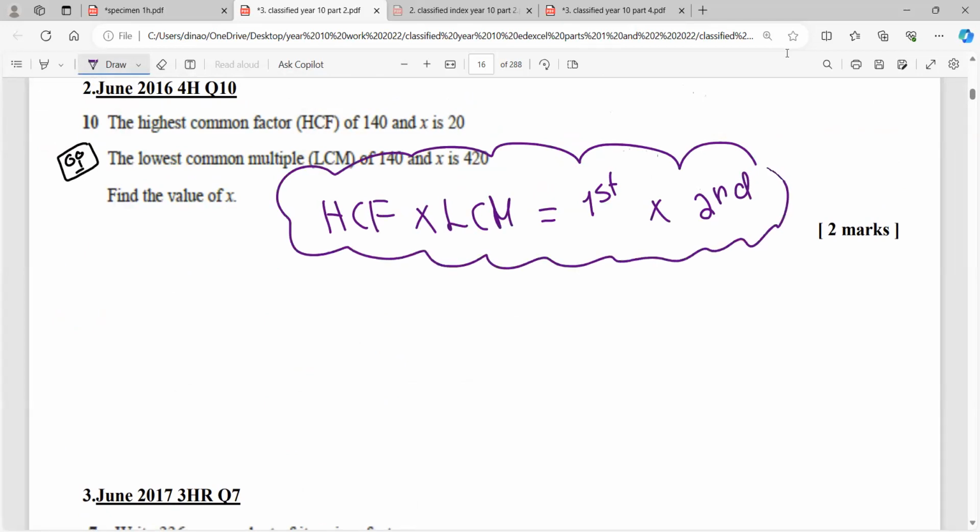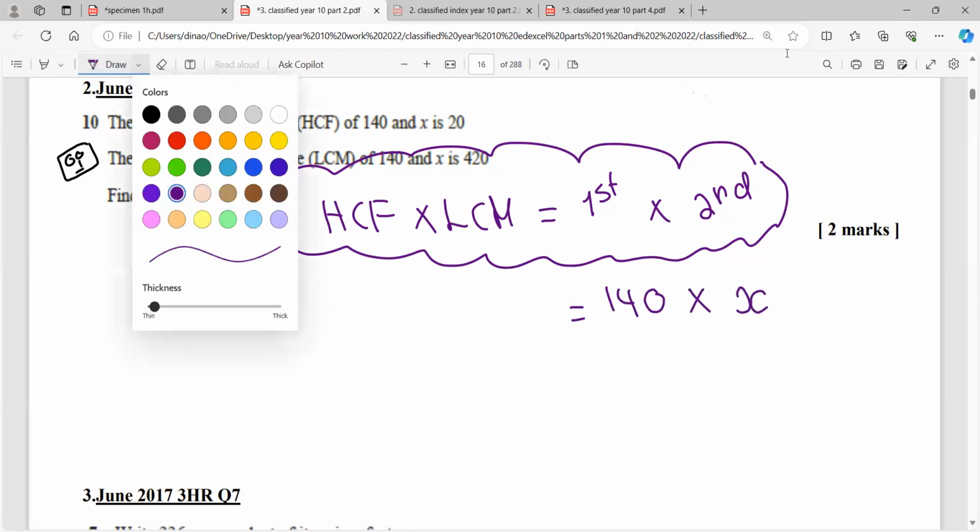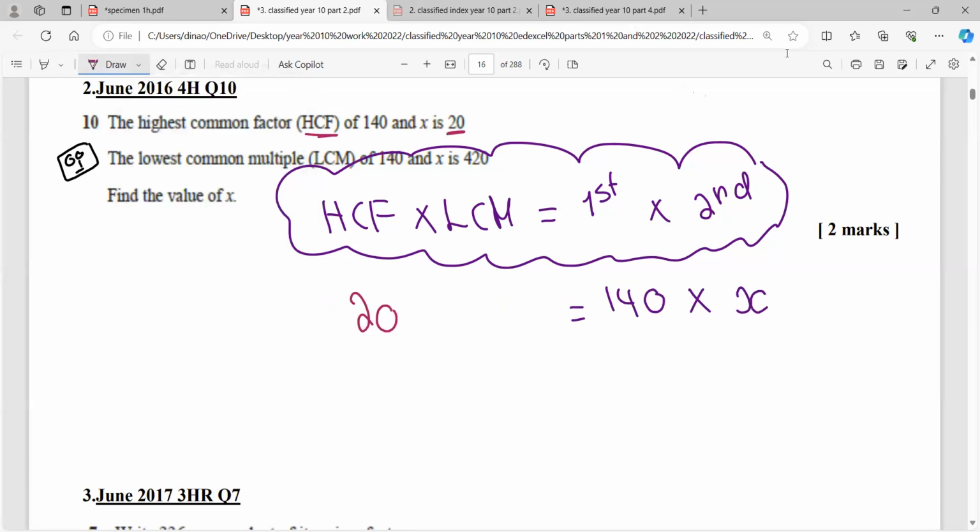HCF times LCM is the product of both numbers. I have the HCF given, and I have the LCM given, and I have one of the numbers given. The HCF of 140 and x. So the first number is 140, the second number, which is the unknown, is x. The highest common factor is 20, and the lowest common multiple is 420.